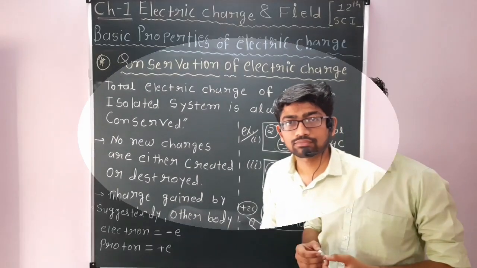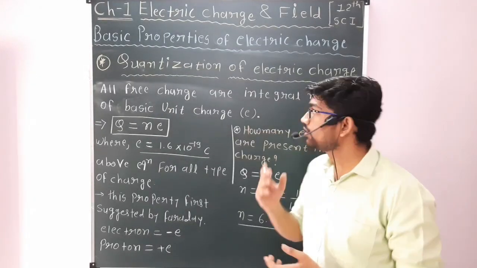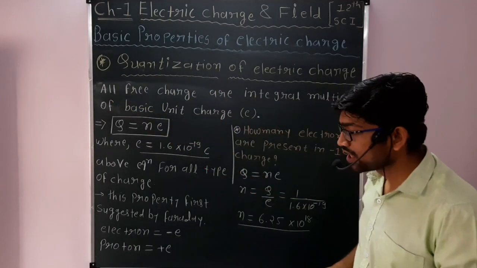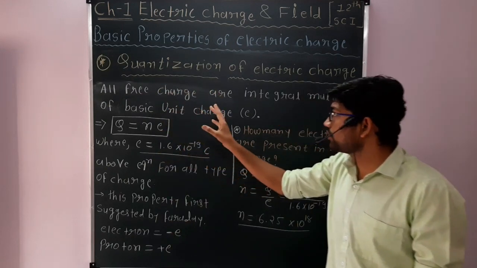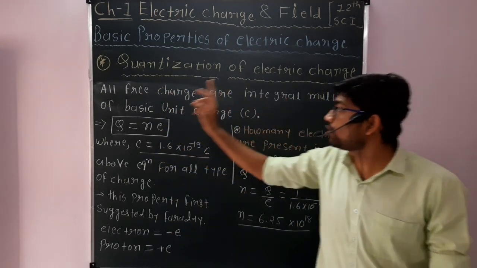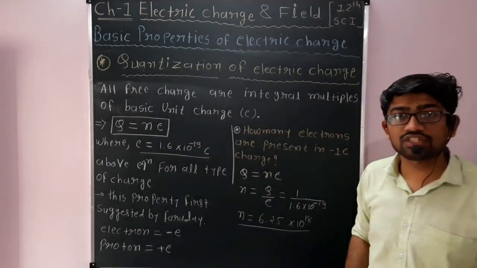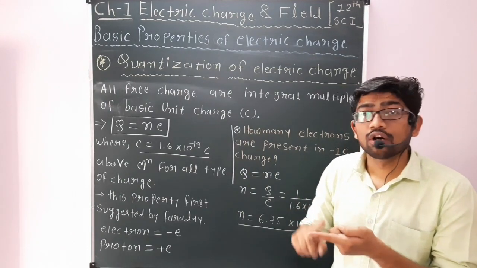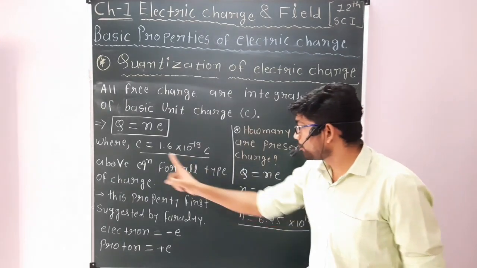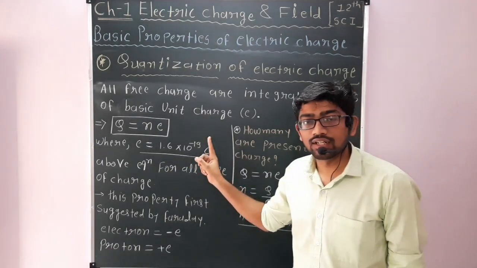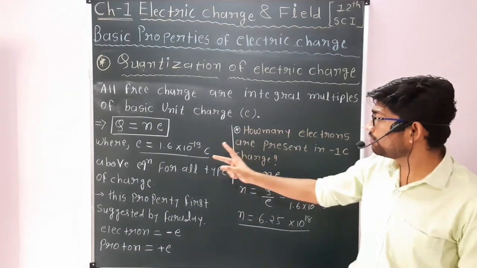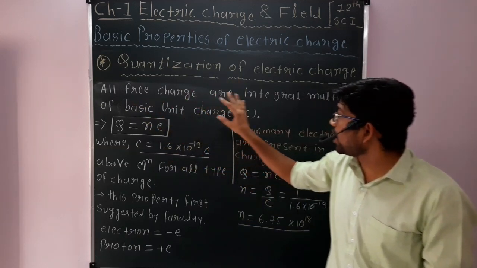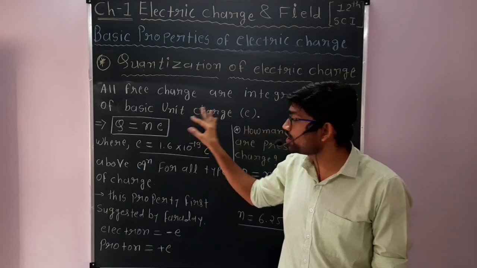Very simple. Quantization of charge. See, this is the third property of electric charge, quantization of charge. Its statement is: all free charges are integral multiples of the basic unit charge, which is denoted by small e. We know the proton and electron both have equal charge, 1.6 times 10 to the power minus 19 coulomb. Both have equal charge, but the sign is opposite.